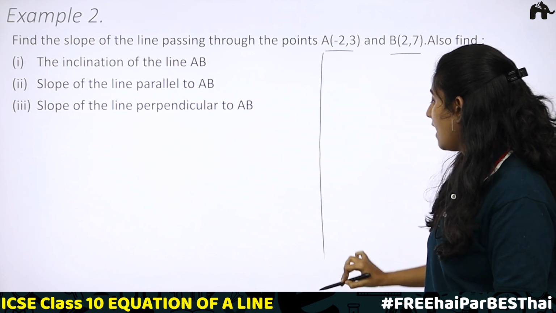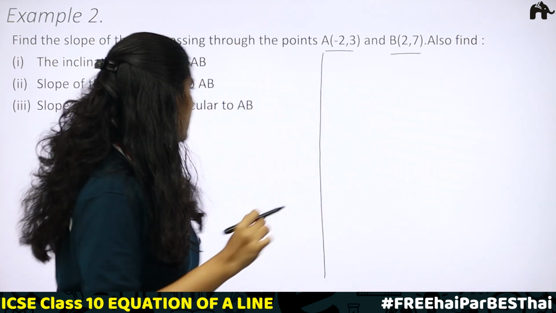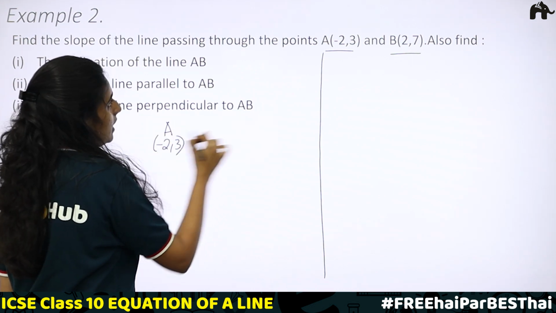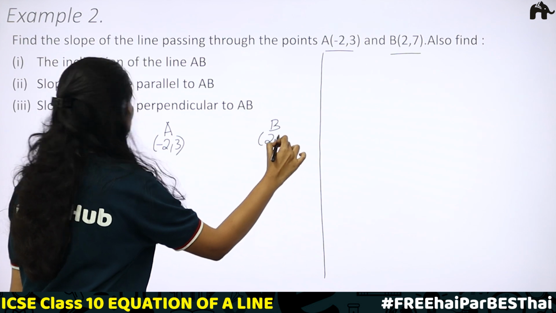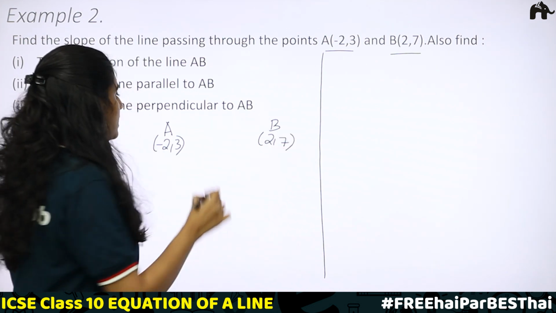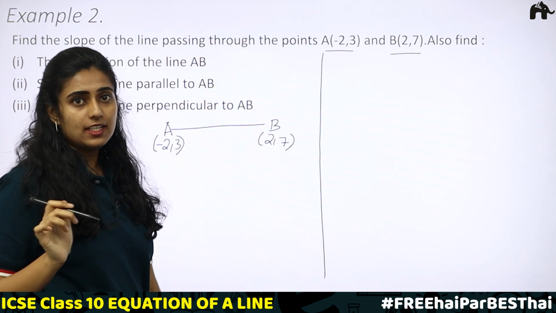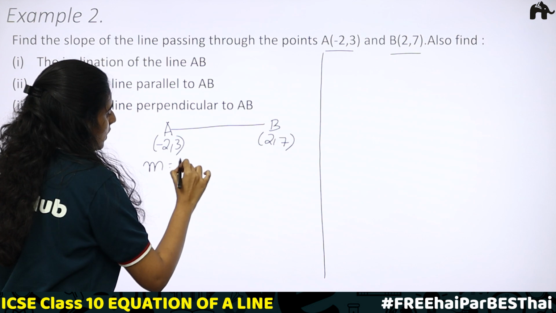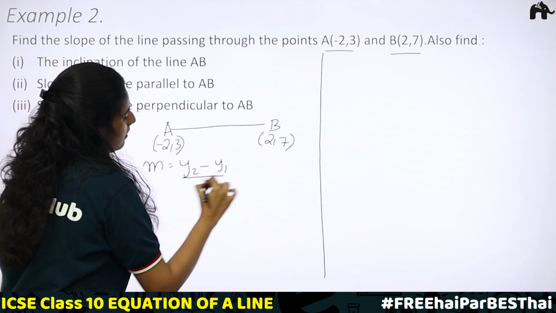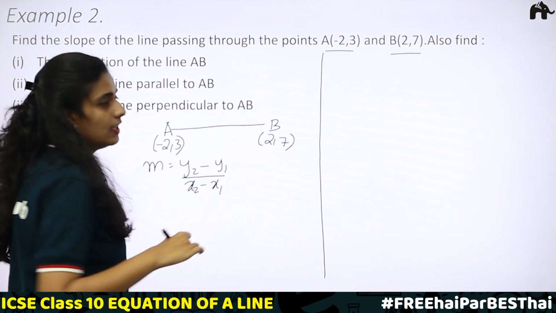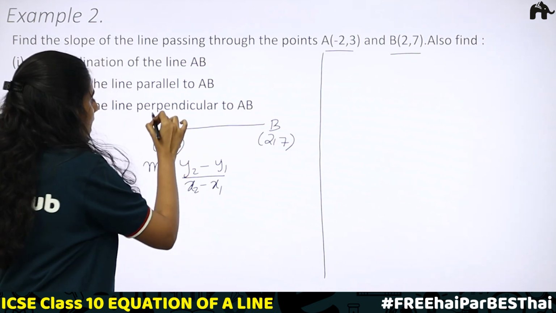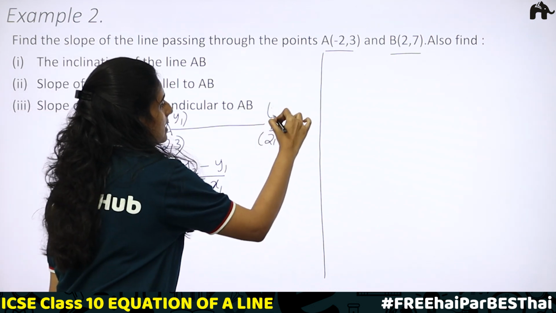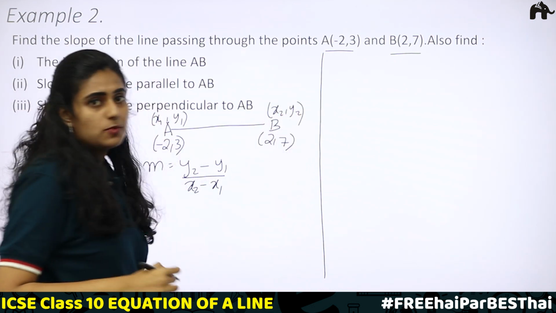Here first, we have 2 points given, A and B. Coordinates of point A are (-2, 3) and that of B are (2, 7). How to find the slope when 2 fixed points are given? This is a line connecting A and B. We have slope m is equal to (y2 minus y1) divided by (x2 minus x1). Here the coordinates of the first point we take as x1, y1 and that of the second point as x2, y2. Substitute the values.